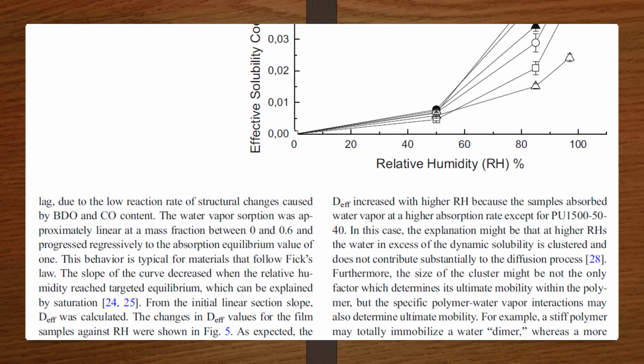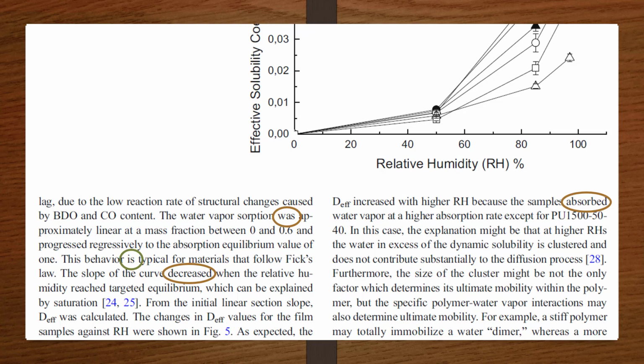Now this is the next page of that. I've taken an excerpt of the next page of this paper, and we continue. Here's past tense reporting the results. The water vapor sorption was approximately linear, right? Or the slope of the curve decreased. These are all the results. Samples absorbed water vapor.